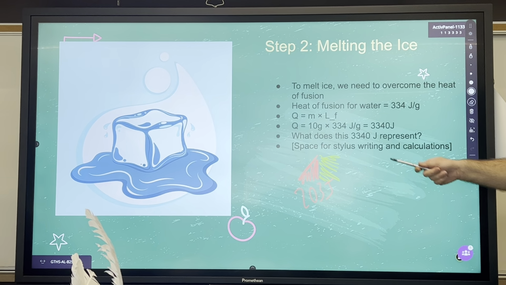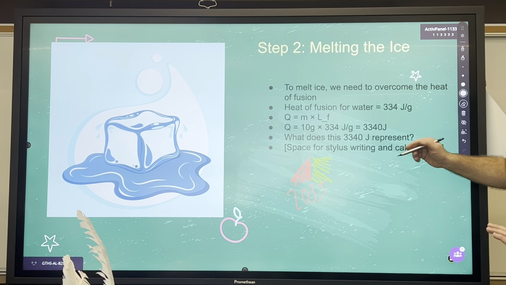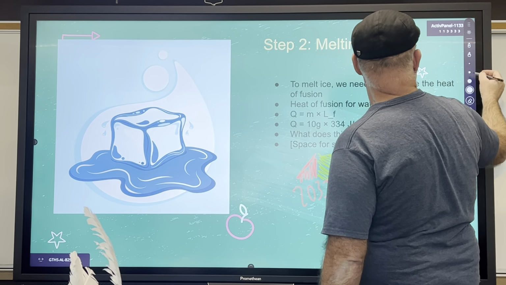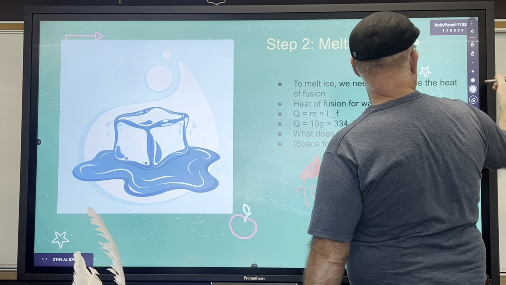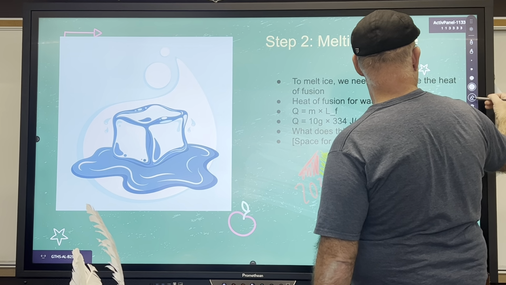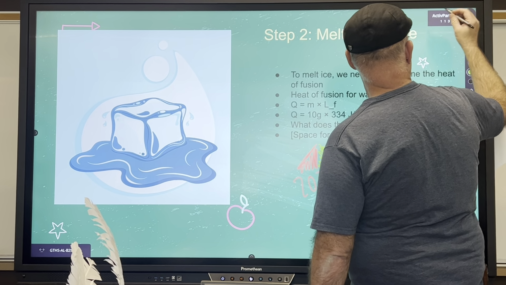All right, so do we have to worry about delta T in this one? No, we just use this simple equation. It's Q. What color do we have here? Turn the eraser off. There we go.